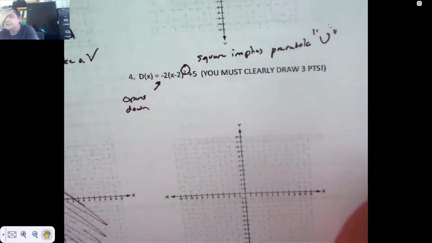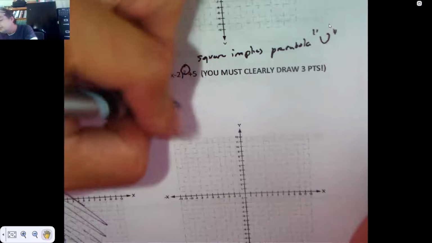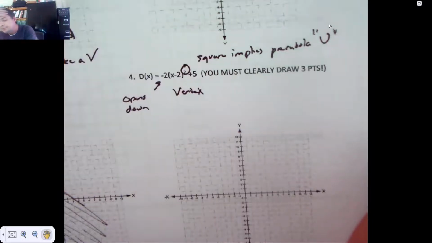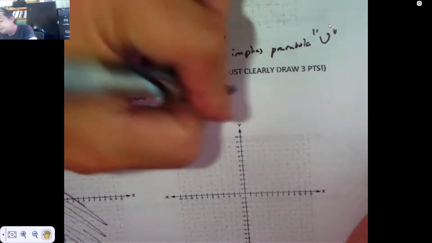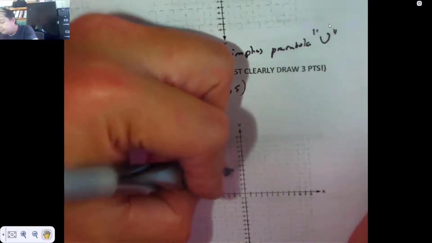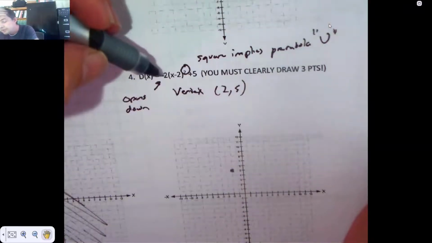So there's numerous kids. I think Creed, you were one of them. You made yours open up. I could be wrong about that, but numerous kids drew things that opened up. Your vertex is found the same way as the last one. Change sign, keep sign. Vertex is at 2, 5. So the right 2, rise 5. There's no inequality symbol here, so I get to be solid.